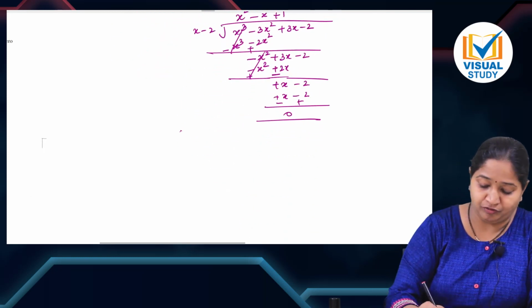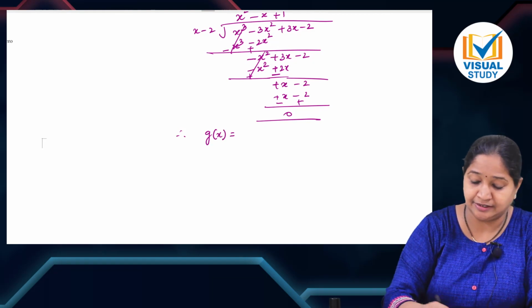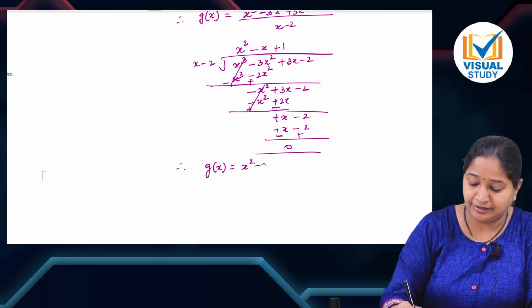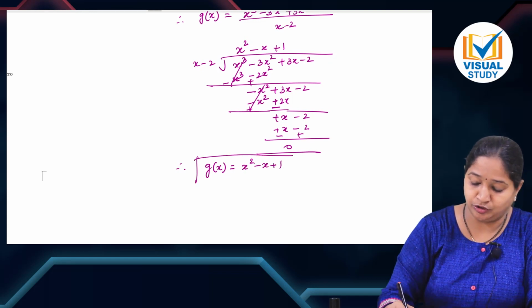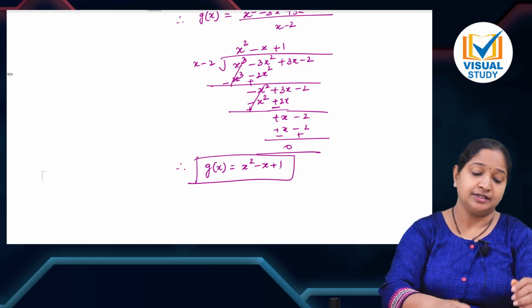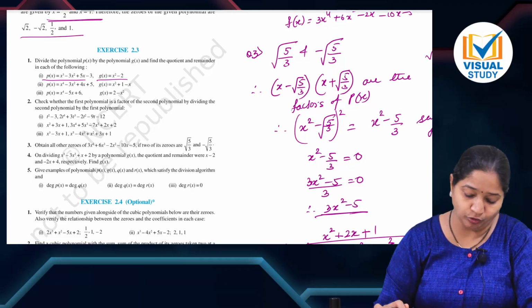So here, therefore, your divisor, that is g of x, is x square minus x plus 1. So your divisor is x square minus x plus 1. Now here we have completed our question number 4 also.